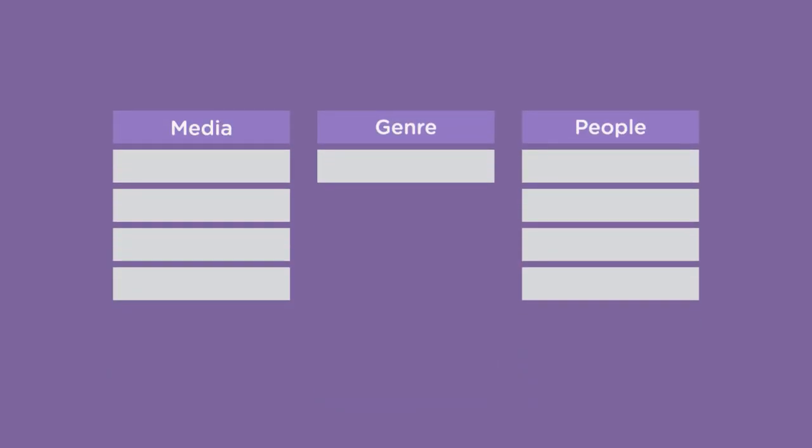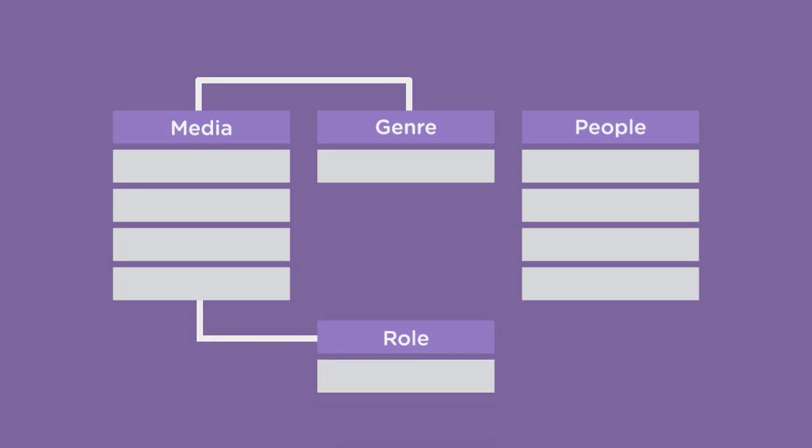The table structure that we'll be working with has a media table, a genre table, and a people table. There is only one genre assigned to each item, so we can link directly from the media table to the genres table. On the other hand, there are multiple people assigned to each item, so we link the media and the people table together using another table. That table also tells us which role that person performs.